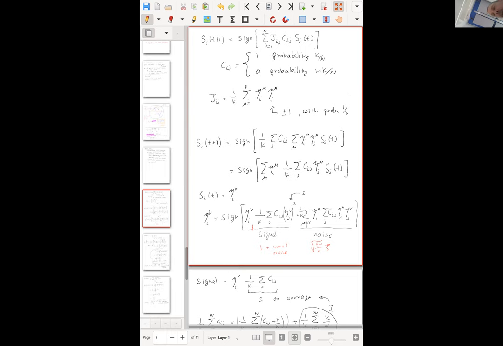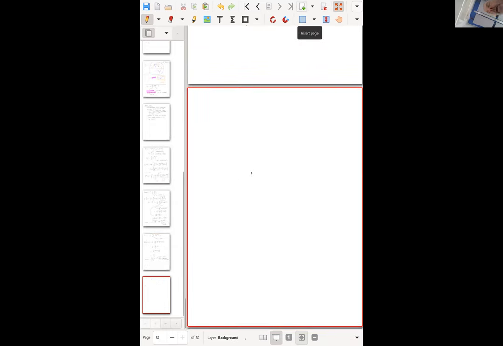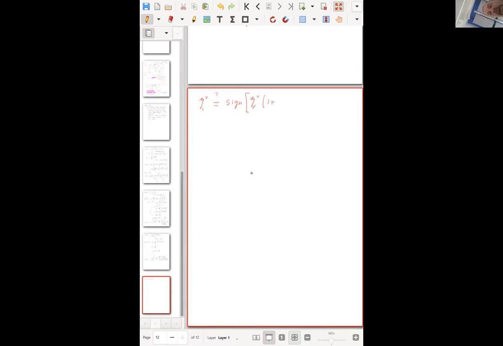Okay. So let's now make the same plot as before. So we have eta i nu equals, and again, a question mark. Sine of eta i nu times 1 plus, how big was that term?